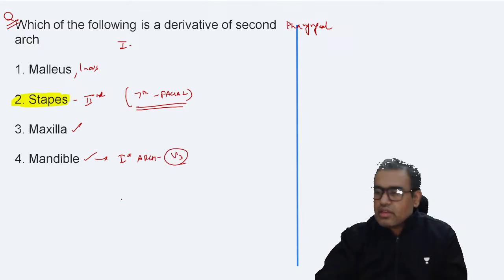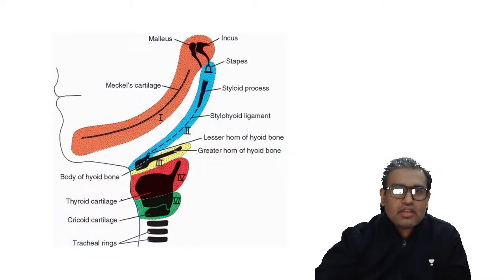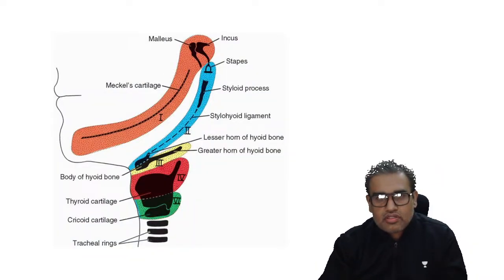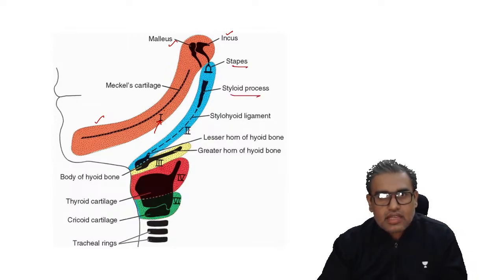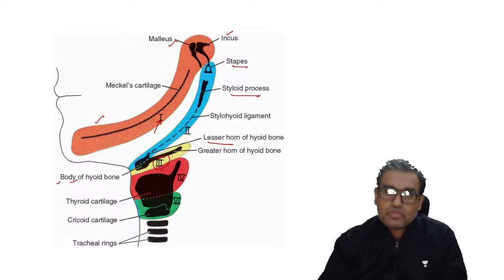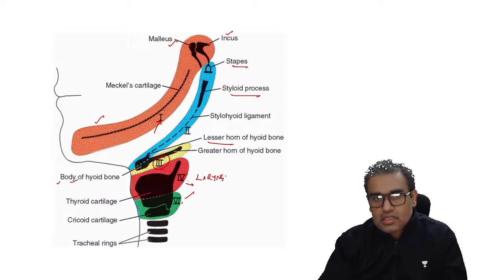I'll just show you an image showing all the skeletal derivatives of the arches. Where number 1 is written, that represents the first arch. You can see Meckel's cartilage, the mandible, and the malleus and the incus. Second, shown with this blue color, you can see stapes, styloid process, lesser horn, and the upper part of the body of the hyoid bone. Third arch, this yellow color, lower half of the body of the hyoid. Fourth and sixth arch, both give rise to the laryngeal cartilage.